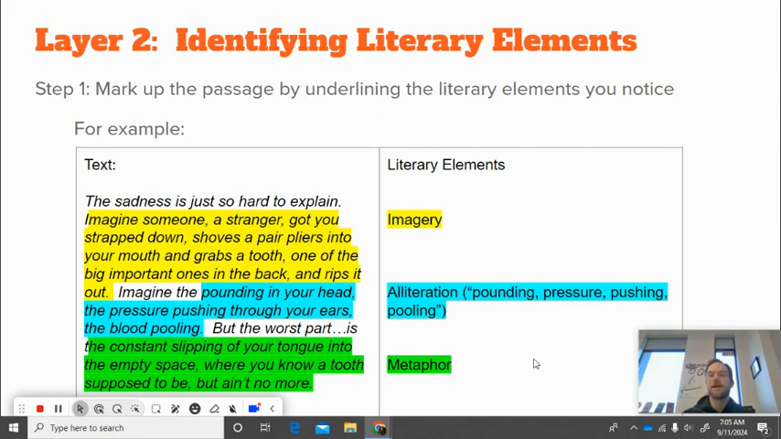And so literary elements are techniques that authors use. You've learned about them in middle school. Things like imagery is a literary element. Things like alliteration is a literary element. Things like metaphor is a literary element. A literary element, in other words, is a technique that an author uses to put their story together, to create some kind of effect for the reader. So that's what a literary element is. And these are some examples.